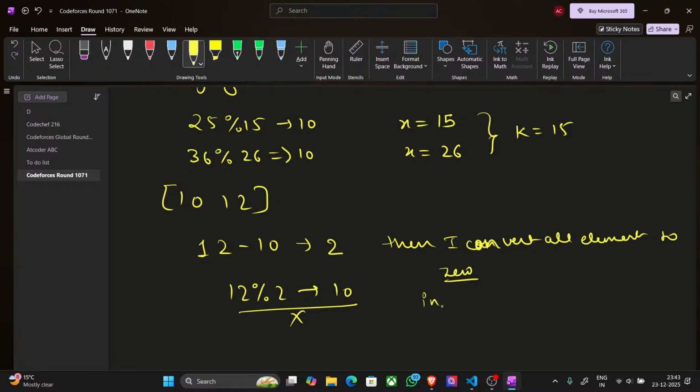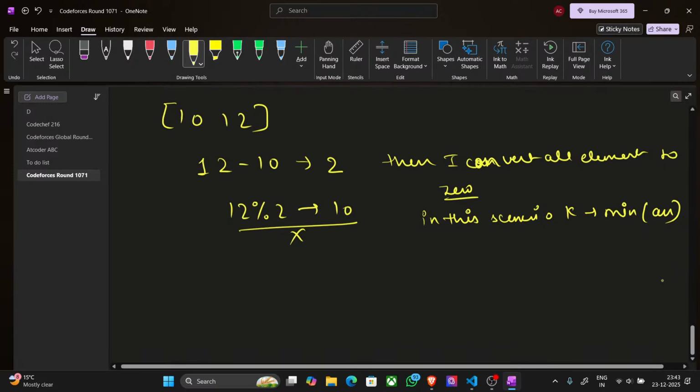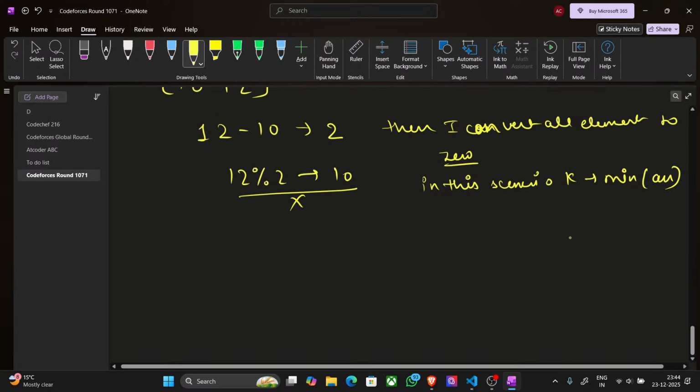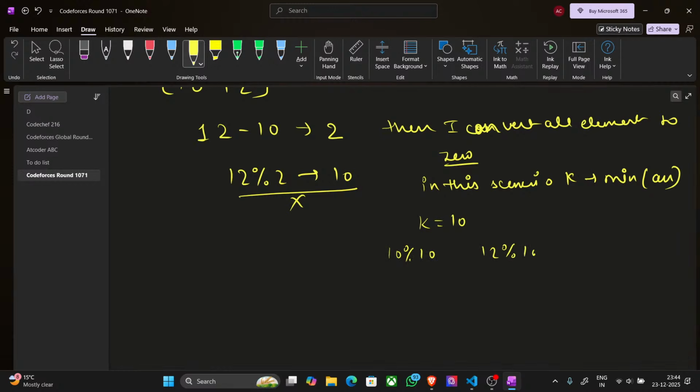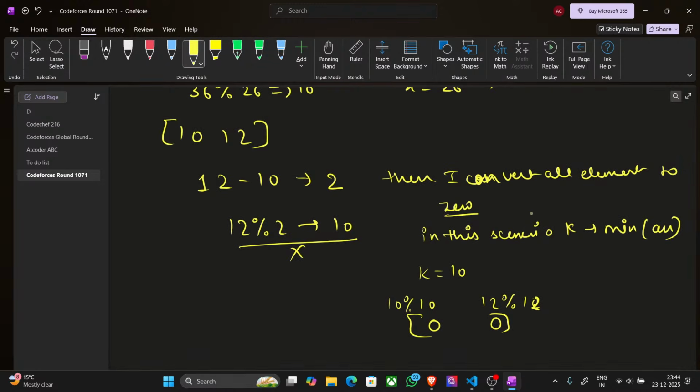And in this scenario, my k is just the minimum of all the elements. So k is 10. Then I can do 10 modulus 10 and 12 modulus 10. 12 modulus 12. So I will get 0, 0 again. So the array will become equal.